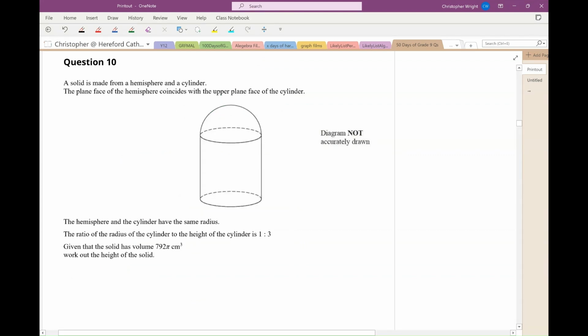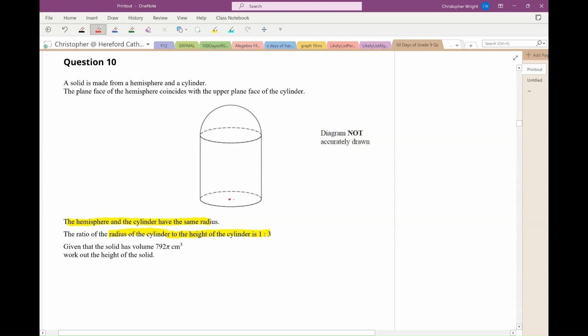Question 10. A solid is made from a hemisphere and a cylinder. Yep, I'm just looking at that. I've got the cylinder here, and there's the hemisphere, the half a sphere on the top. The plane face of the hemisphere coincides with the upper plane face of the cylinder. Yes, that's as it's drawn. The hemisphere and the cylinder have the same radius. Yep, that's as drawn. The ratio of the radius of the cylinder to the height of the cylinder is 1 to 3. So wait a minute.